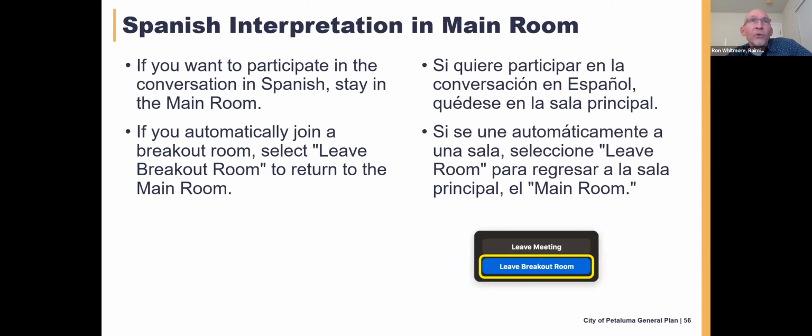Also, our Spanish interpretation channel, stay in the main room. You may get randomly distributed to another room, in which case you just press the button at the bottom of your screen to leave that breakout room. It'll then automatically send you back to the main room where the interpreters will remain, and you'll continue to be able to both hear what's being shared in Spanish and contribute in Spanish if you would like.